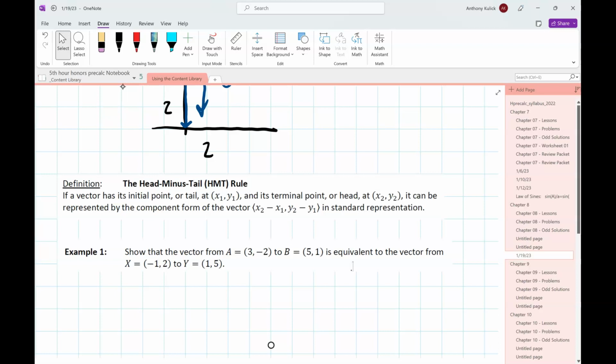What are we going to do for that? Well, let's retract here for a minute. Let's think about what it means for two vectors to be equivalent. Braden? So they'd have the same component form, i.e. the same magnitude and the same direction, right? So those two statements are equivalent. So all we're going to do is translate the vector AB to component form and the vector XY to component form and see if they're the same.